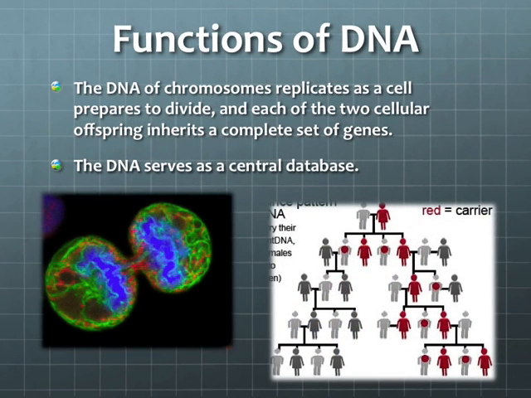So the DNA of genes replicates when the cell is going to divide, and each of the two cellular offspring inherits the complete set of genes. The DNA serves as a central database. Because of its molecular structure, it has the ability to store information. And in this example, you can see that, for example, from the mother we inherit genes, and after generation, it passes through.